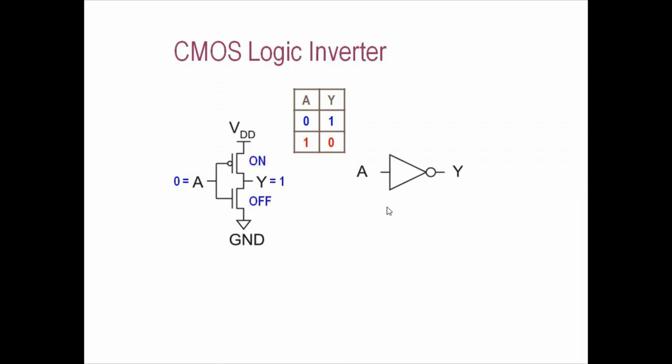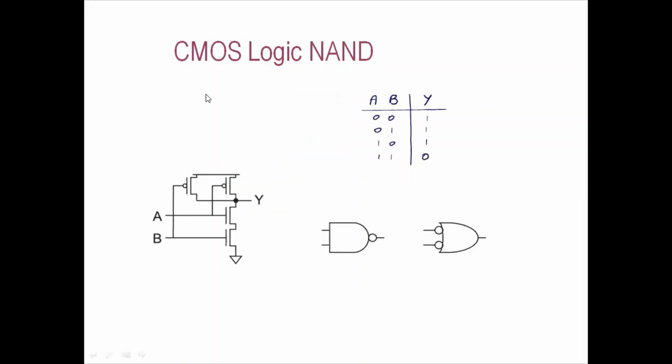Now let's try to build the CMOS logic NAND gate. So this is the NAND gate that I'm going to develop using CMOS. Now how do we actually get this gate? Let's try to understand.